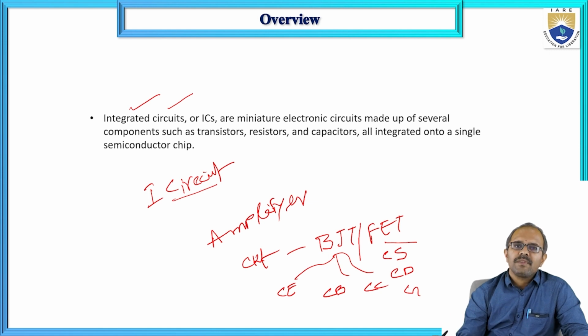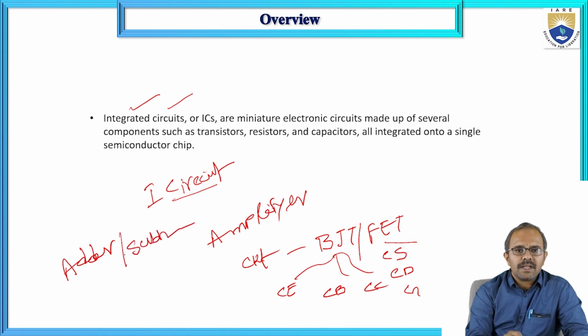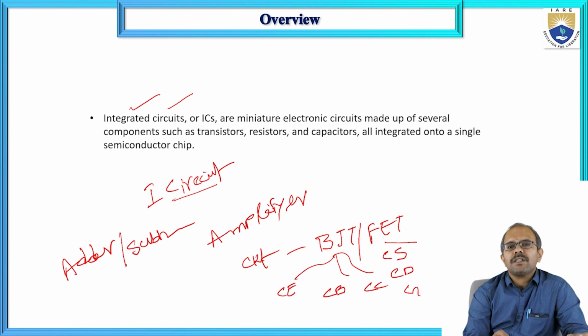And similarly, let us go back to the digital circuits. So what are the digital circuits? You may realize an adder. Let me talk about the adder circuit. Or it can be a subtractor. So what are these circuits? Again, these are circuits to perform a specific application.